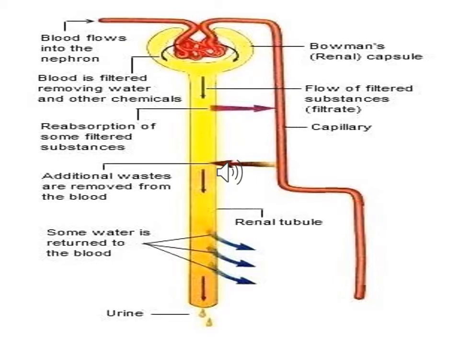Now if you look at this picture, you will see the whole process of urine formation and the function of each part of nephrons, like the function of glomerulus, then Bowman's capsule, then renal tubule, and even the process of urination. So just look at this picture properly.